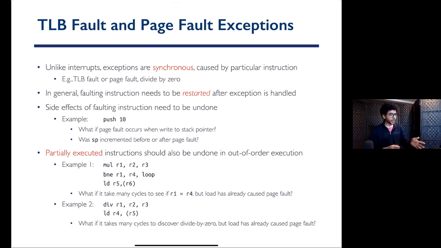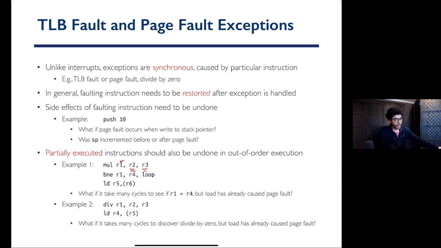Another example is code that has partial execution. I'm now talking about example 1 and example 2. So I have a bunch of instructions. The first one is a multiplication. It multiplies R1, R2, and then stores the result in R3. Sorry, it actually multiplies R2 and R3 and then puts the result back in R1.